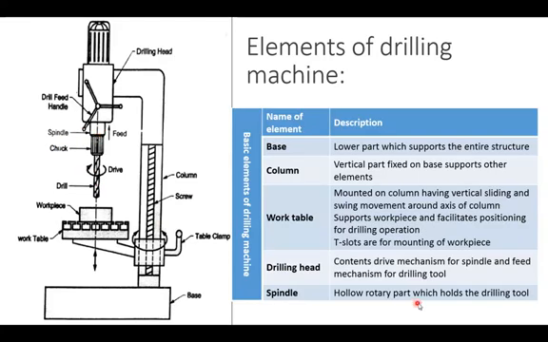The spindle is the hollow rotary part which holds the drilling tool. Then the drill head, wherein we have the motor and drive assembly for providing the rotary motion to the drill. So these are the basic elements of the drilling machine.